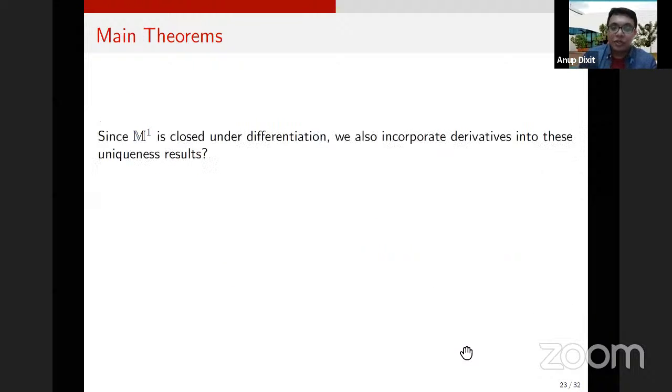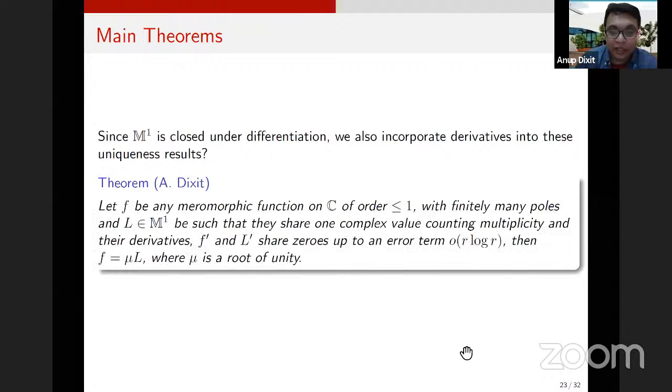And because we also observed that your M is closed under differentiation, we can throw that in and also get some uniqueness results in that context. If you have a meromorphic function and an L function such that they share one value counting multiplicities and their derivatives share zeros up to some error term, then they are almost the same. One is a constant times the other. So these are types of value distribution. This is just one aspect or one style of the value distribution results that one can obtain over this class M.